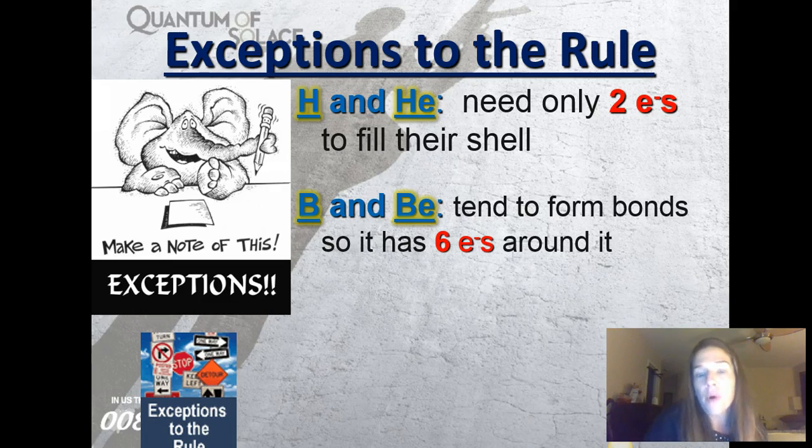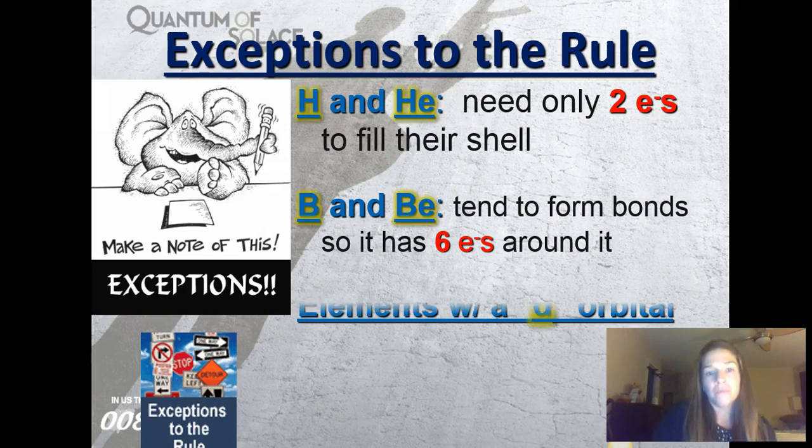All right, then we have boron and beryllium. They tend to form bonds so that they have 6 electrons around them rather than 8. They do this really funky thing so that they're pretty happy with 6 electrons rather than 8.